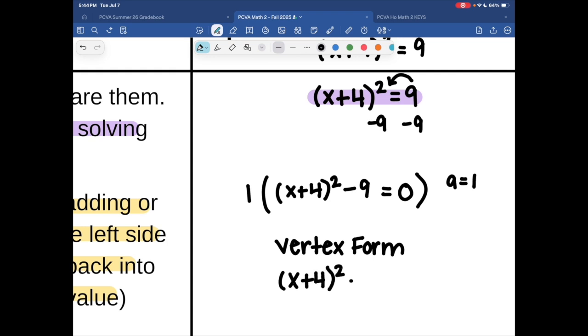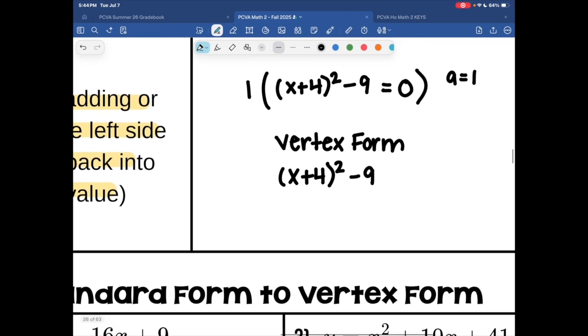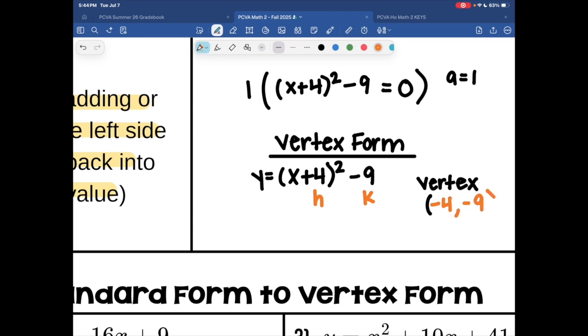squared minus 9. And you can always put a y equals in front of it if you want to make it into a function. But then you can actually tell me what the vertex form is, or tell me what the vertex is. You could tell me that the vertex of the parabola is located at the h and the k. So remember, my h is the number being added or subtracted in the parentheses, and this is my k. So we're going to do the opposite: the h is negative 4, and my k is negative 9.